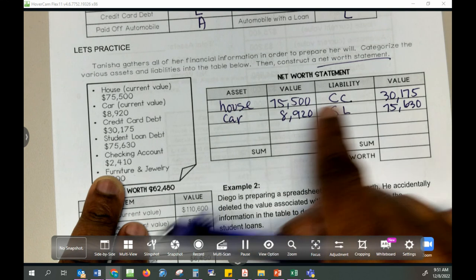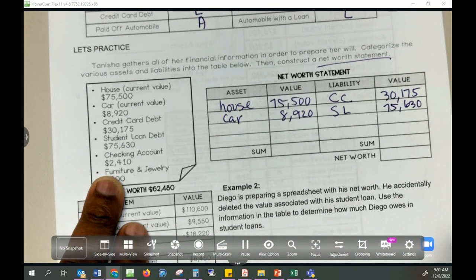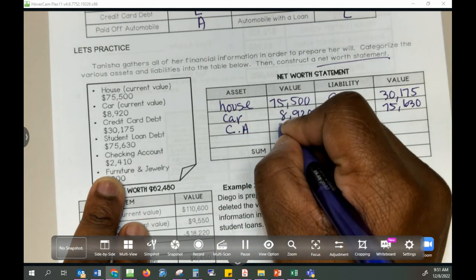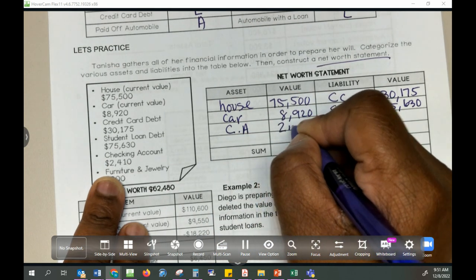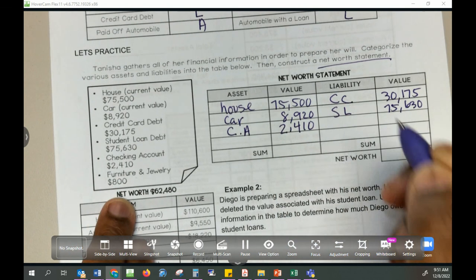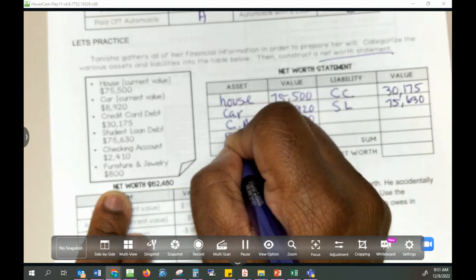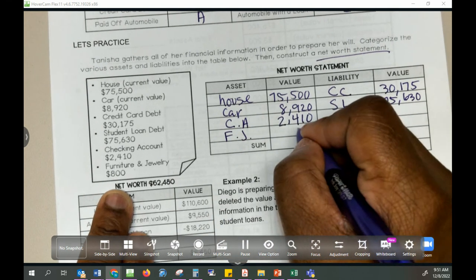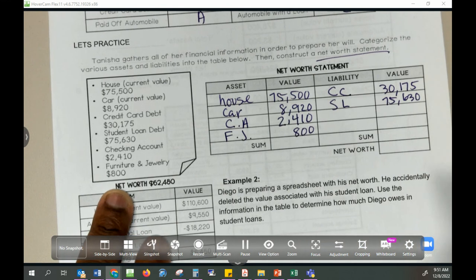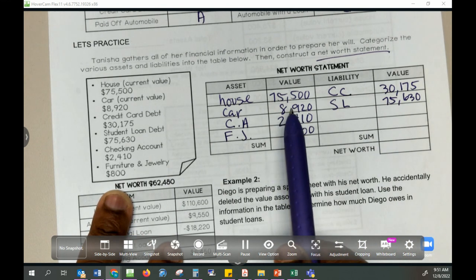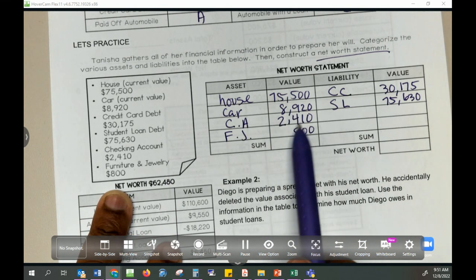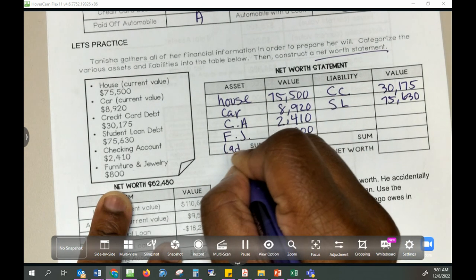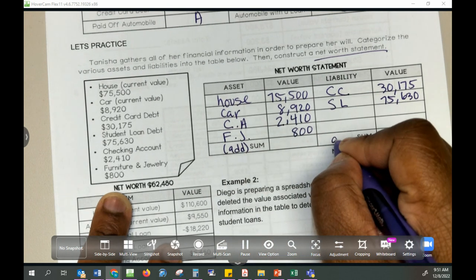What about her checking account? Is that an asset or a liability? It's an asset. So we're going to say her checking account. She has $2,410. Her furniture and jewelry, so I'm going to say F and J, is only $800. So once we distinguish what's our assets and our liabilities, we have to sum them up. Sum means to add. So we're going to add up all the values and get a total for each one of them.